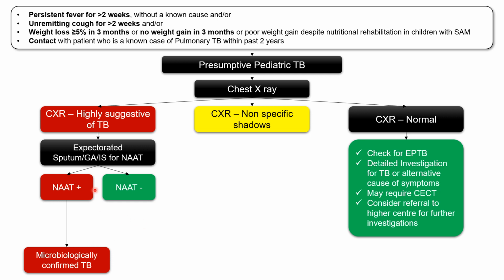But suppose the NAT is negative, this patient was a presumptive case of pediatric TB. You had got highly suggestive findings of tuberculosis in the chest X-ray, but the NAT is coming negative. So what might be the possibility? First possibility, you have not sent an appropriate sample. Second possibility, you have not sent an adequate sample. Third possibility, that this might be a false negative.